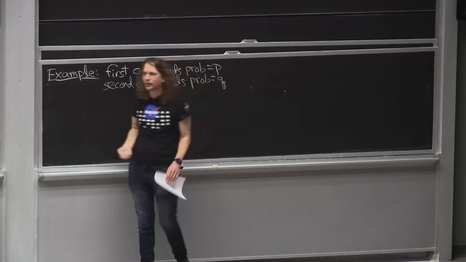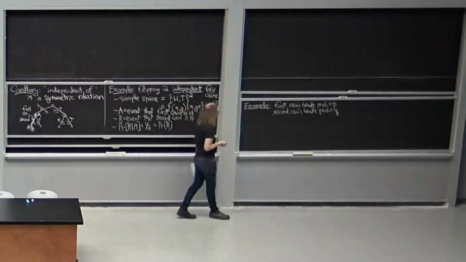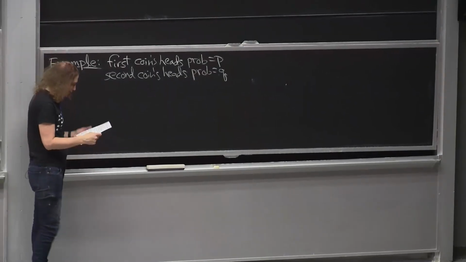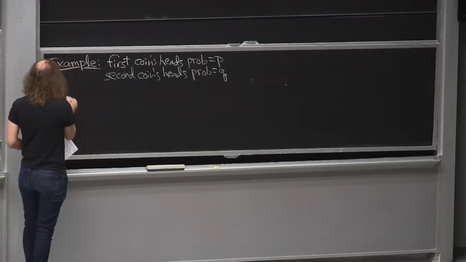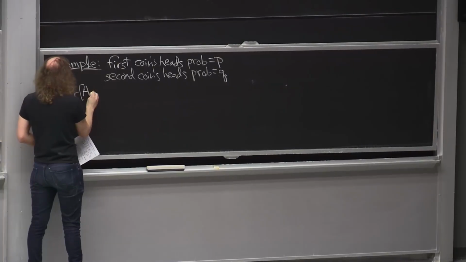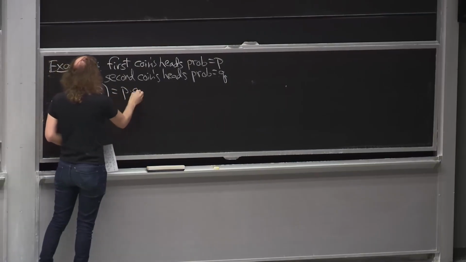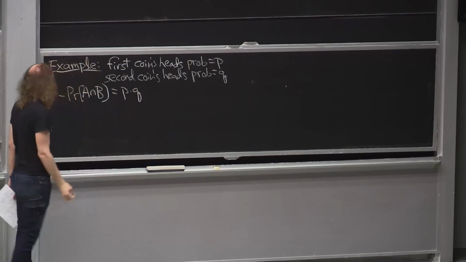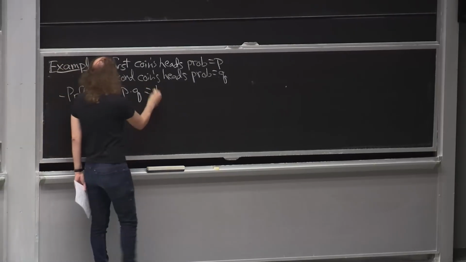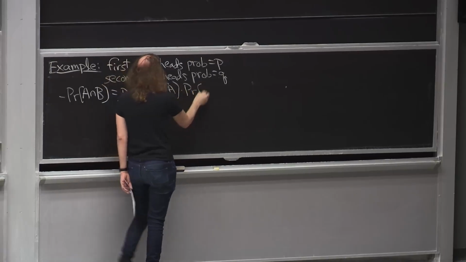So I invest in some weighted coins. It's probability of P that the first one comes up heads, probability of Q the second one comes up heads. Maybe P and Q are equal to half, or maybe there's something else. Then still, the probability that A and B happens is going to be P times Q. It's hard to do this without the assumption that these are independent events, but this is how we've been computing things. And that's also the probability of A times the probability of B.